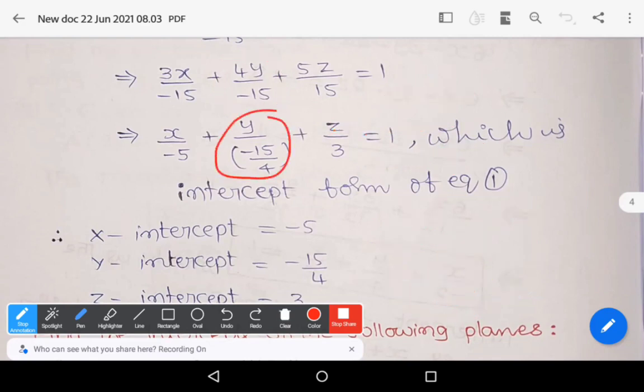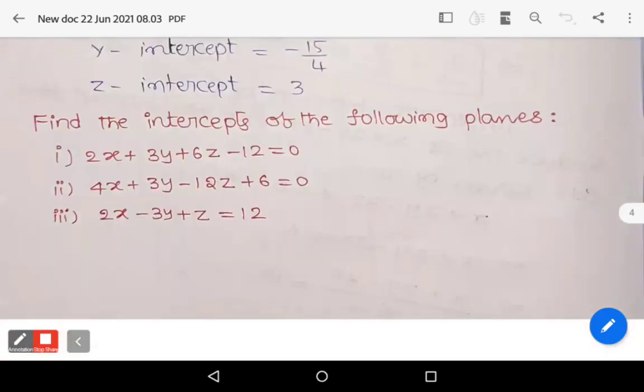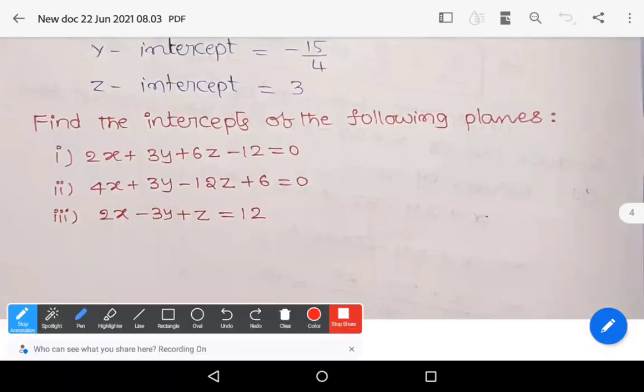So y by minus 15 by 4 plus 5z by 15, that is z by 3, is equal to 1, which is the intercept form of equation 1. What is the x-intercept? Minus 5. What is the y-intercept? Minus 15 by 4. What is the z-intercept? 3. Observe that. That's it, I can explain. So you can solve the following problems. Observe that, these are homework problems.